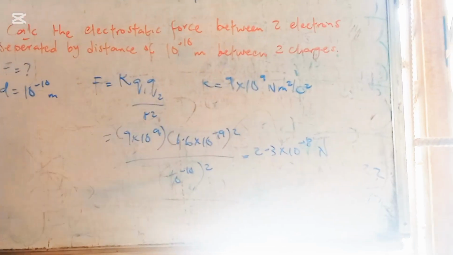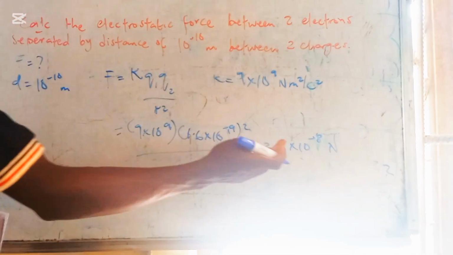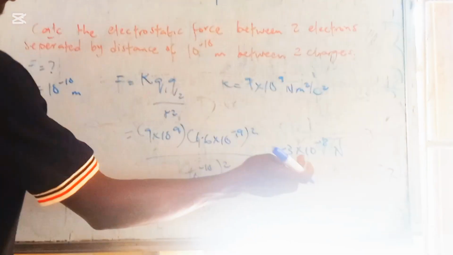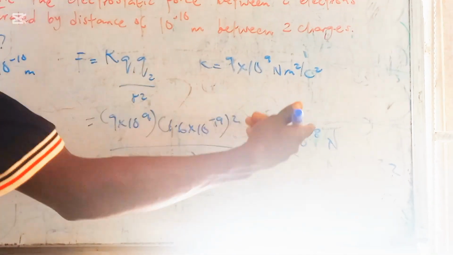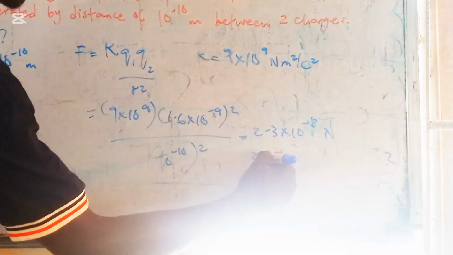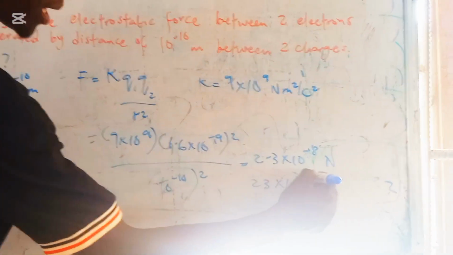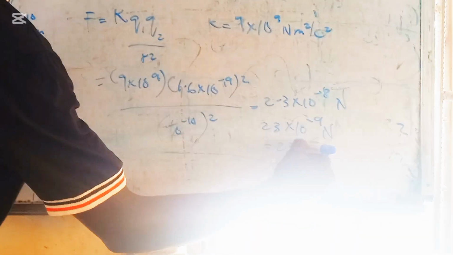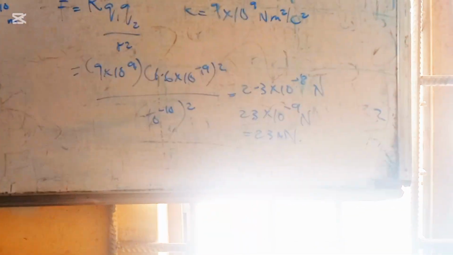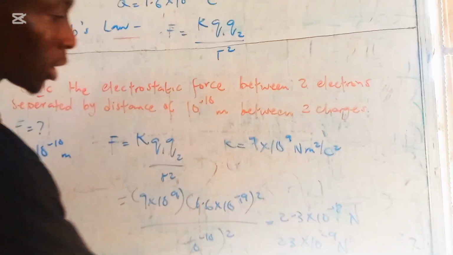Remember, it's force we are looking for. Now you can turn it to nano Newton, because if you move the decimal point here, and count the number of places, it will be minus 9. So I will have 23 times 10 raised to the power minus 9 Newton, which is also known as 23 nano Newton. So that's all for that on this place.